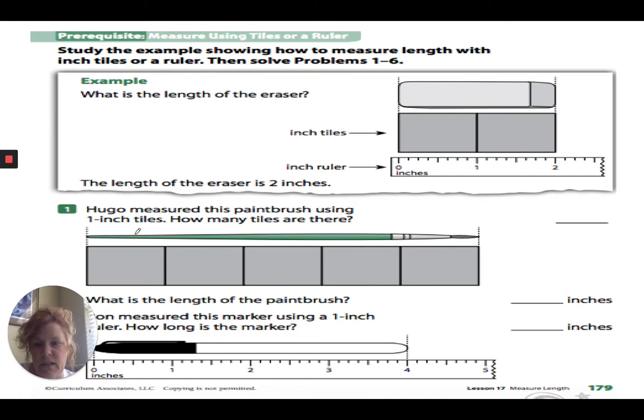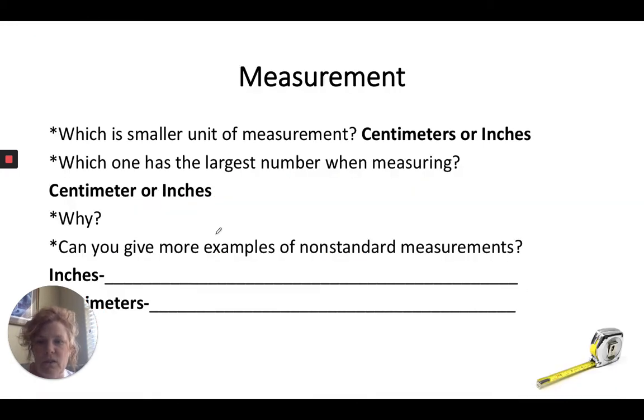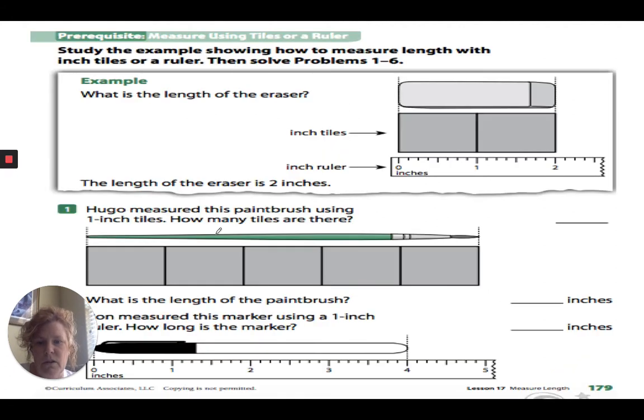So let's look at this one. Hugo measures this paintbrush using 1-inch tiles. How many tiles are there? We have 1, 2, 3, 4, 5. So you would say 5 inches, right? All right, so here we don't have to start at 0 or anything because you do it with the tiles, and you know to start at the very end, and it goes from the end here to the tip over here.